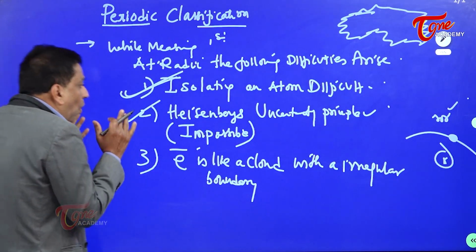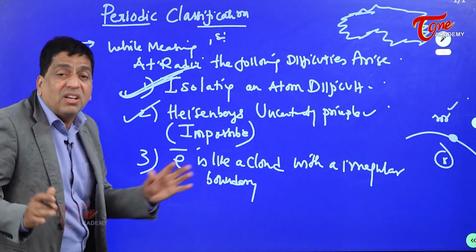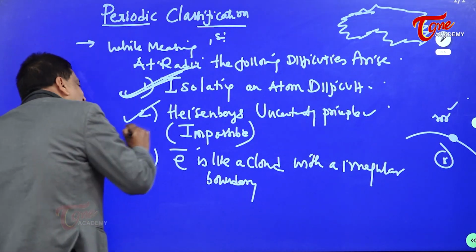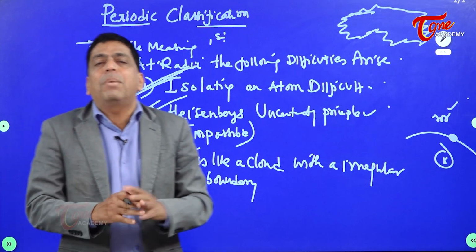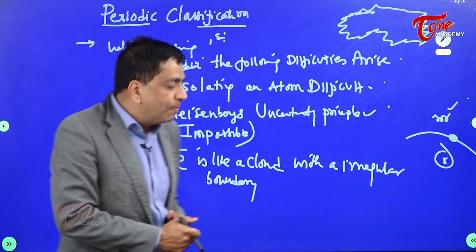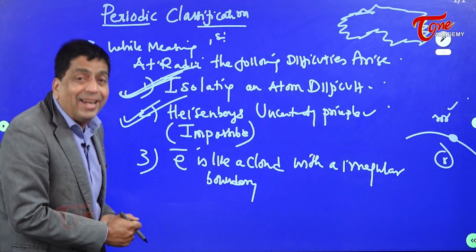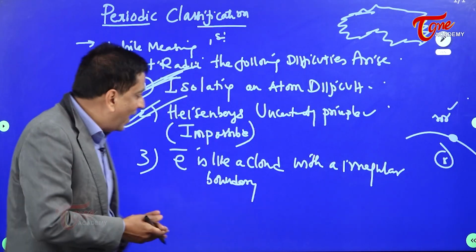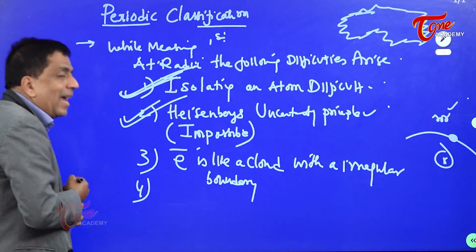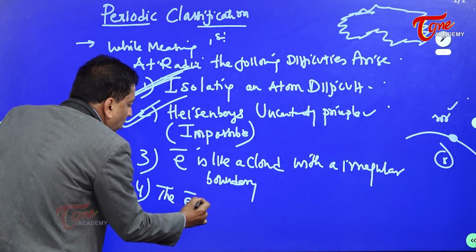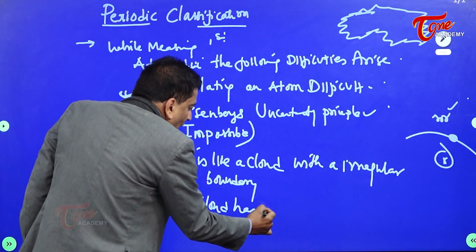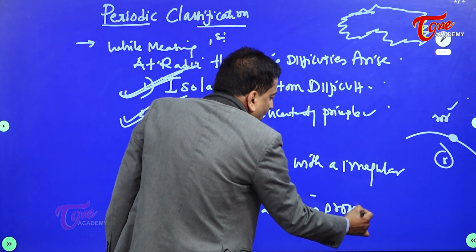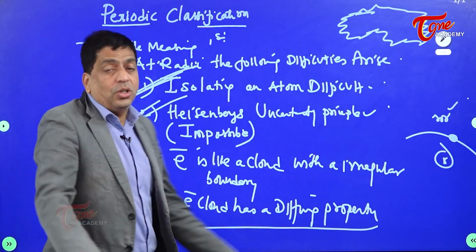You must understand this. One, isolating an atom is difficult, first of all. You cannot isolate it. Second is Heisenberg's uncertainty principle, which says it is impossible to determine the exact position. And the third is more worrying: the electron is like a cloud with an irregular boundary. And I would like to add a fourth: the electron cloud has a diffusing property.